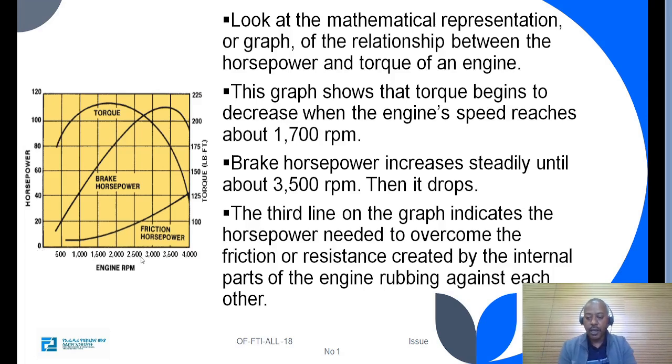On the horizontal axis we have engine RPM, and on the vertical axis we have horsepower and torque. So when the engine speed is increased by 500, the horsepower is increased by 20 and the torque is increased by 25.